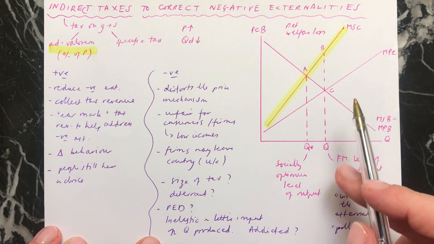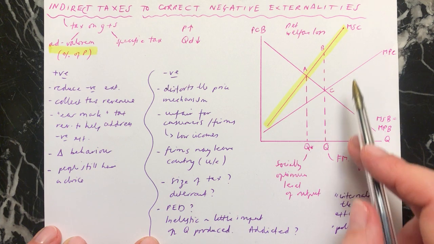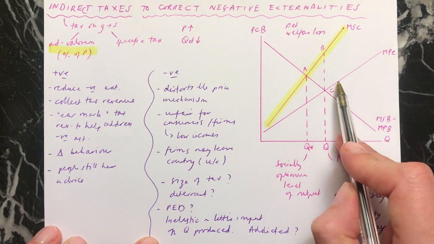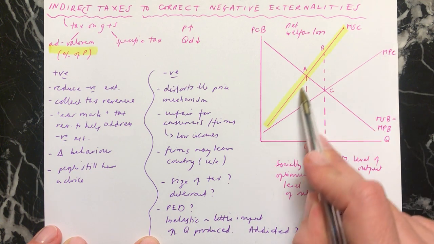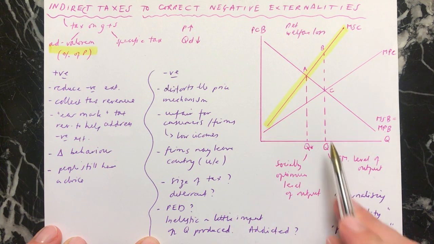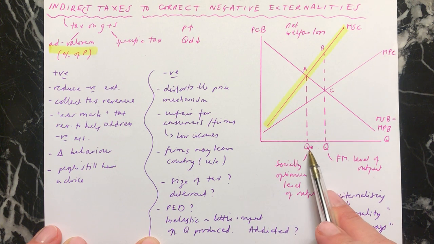And if you can get the ad valorem tax to just the right amount so that their marginal private costs are now exactly on this line here, now the free market level of output will now be the same as the socially optimum level of output.